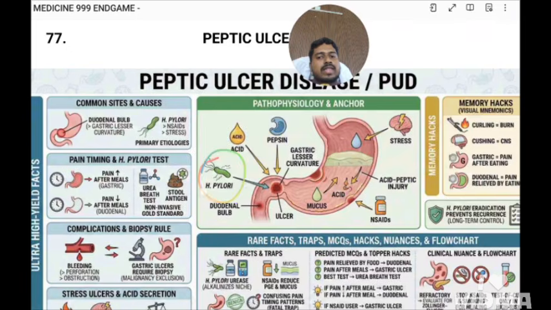So what happens is, because of this H. pylori or stress, or because of NSAIDs, there is increased acid production, there is increased pepsin production, and then there is decreased mucus production. As a result of which, mucus acts as a protective barrier that will decrease, and pepsin and acid will increase. These both will cause damage to and erosion of the gastric epithelium, and hence this peptic ulcer disease.